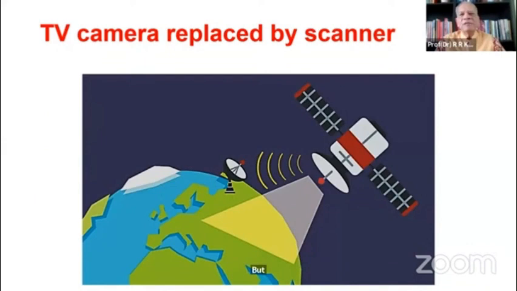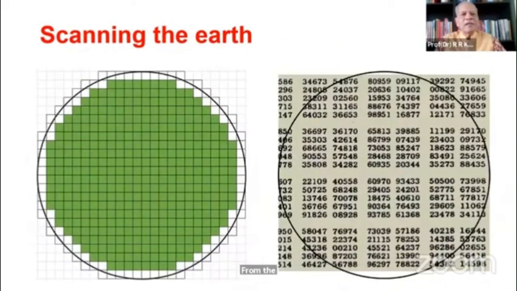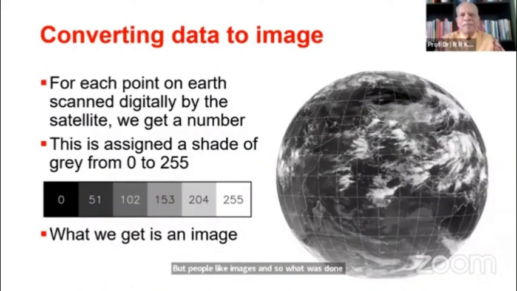And this was new technology which was brought in so that the Earth could be scanned from the satellite. So scanning the Earth meant that you run your scanner across the whole Earth from north to south and from east to west. And for every point that you digitally scan, you got a number. So basically what we got was an array of numbers. But people liked images. And so what was done was that the data was converted to an image. So for every point on Earth, which is scanned digitally by the satellite, we get a number.